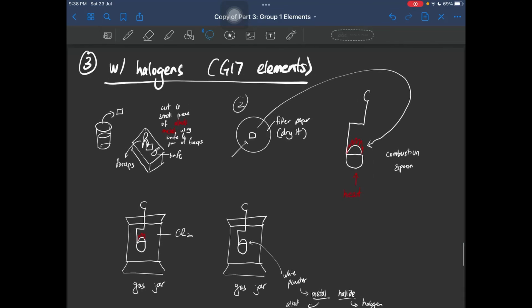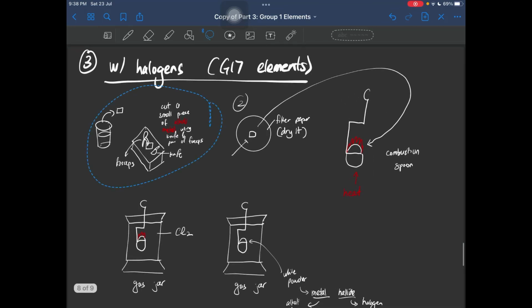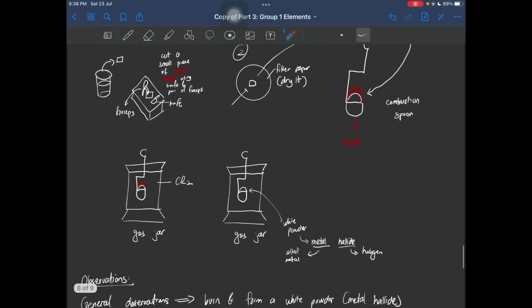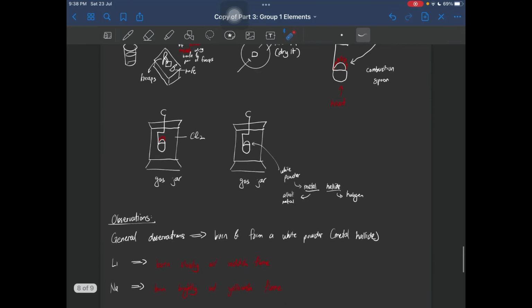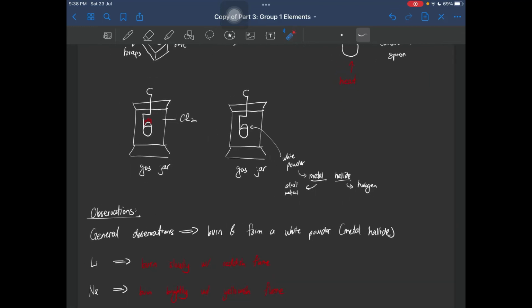Okay, third reaction would be the reaction between alkali metals with group 17 elements. So you start the same thing again by cutting a small piece of alkali metal using a knife and a pair of forceps, dry it with filter paper, and then put it in a combustion spoon, heat it, and then immediately transfer it into a gas jar filled with chlorine gas. And then same thing, you will produce a white powder, but this time it is not metal oxide, it is metal halide, whereby the metal represents the alkali metal, halide comes from the halogen.